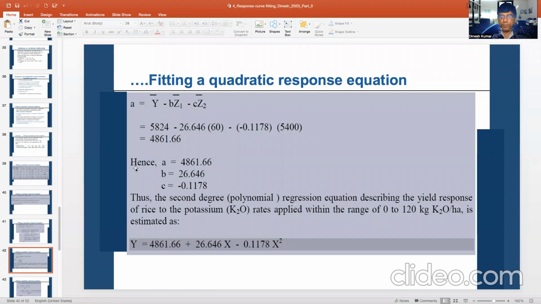So thus the second degree polynomial regression equation describing the yield response of rice to potassium fertilization within the range of 0 to 120 kg K2O per hectare is estimated as Y is equal to 4861.66 plus 26.646 X minus 0.1178 X square. Remember, in the equation, it is always plus. But when you solve the equation, the value may come out minus. Therefore, now you see minus in the equation. Otherwise, the equation is always positive. Every term in the equation is positive.